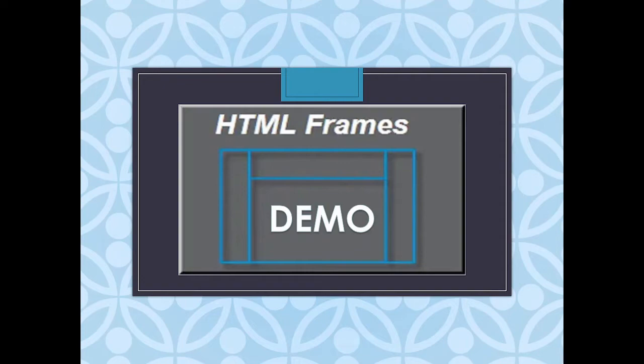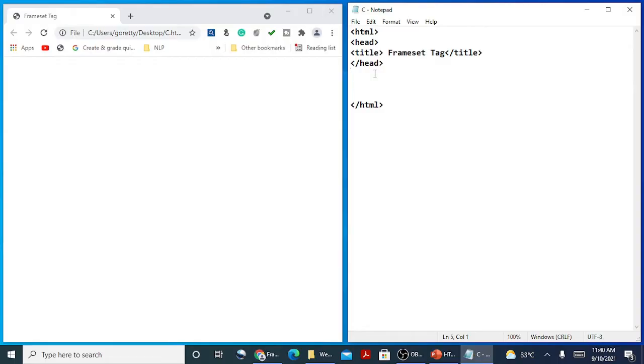Let's start with the demo of frames. I have kept a skeleton of my HTML ready: HTML, head, title, and I've closed my head and the HTML. As in my previous video, you must have seen I mentioned an important note that you cannot write the frameset tag with the body tag. So when you have to divide your page into frames, you cannot use a body tag. Instead, we'll be using a frameset tag. So let's start with the frameset tag.